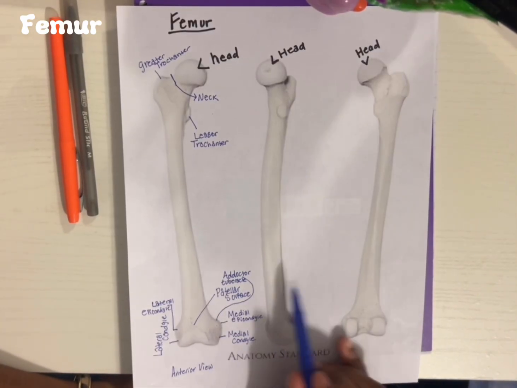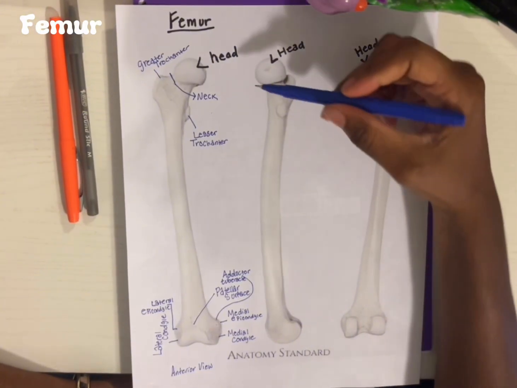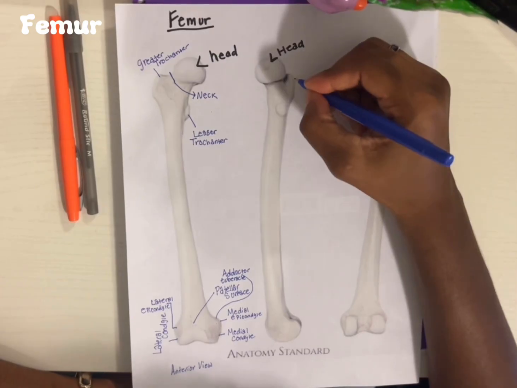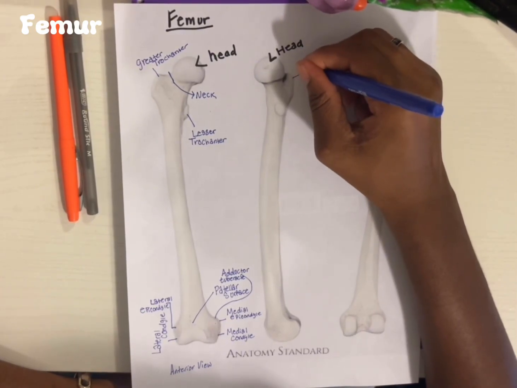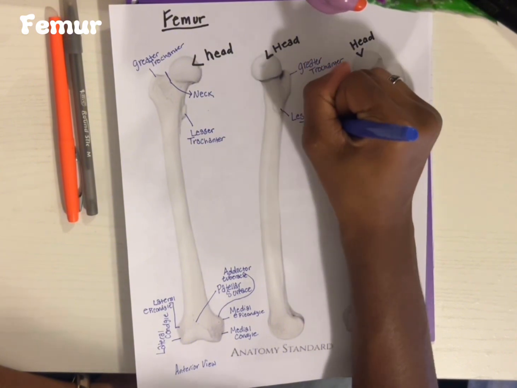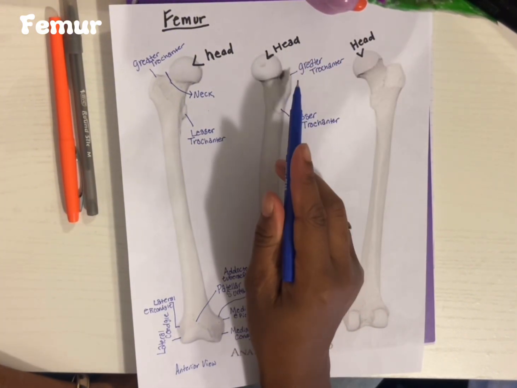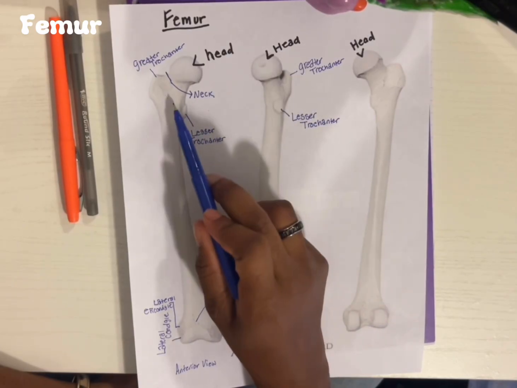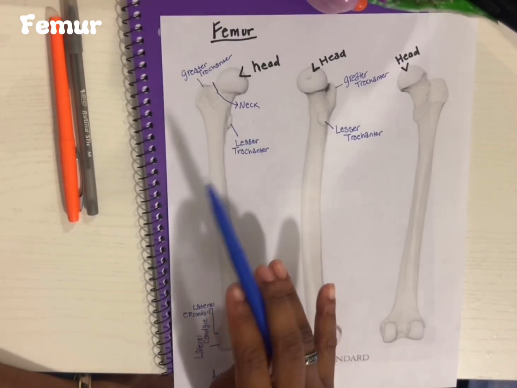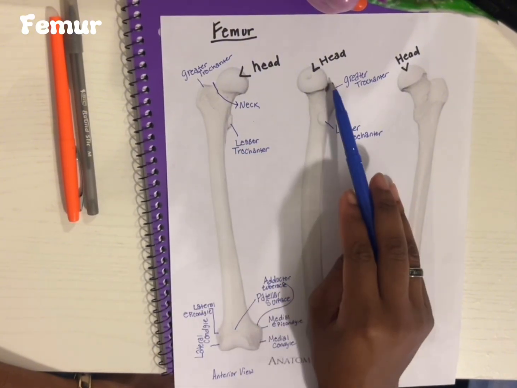This would be the lateral view of the femur. So like I said, this is your head up here. This would be your greater trochanter. This is your lesser trochanter. Lesser trochanter, greater trochanter, they're kind of opposite sides. If we look on the anterior view, we see that lesser, greater, opposite sides.